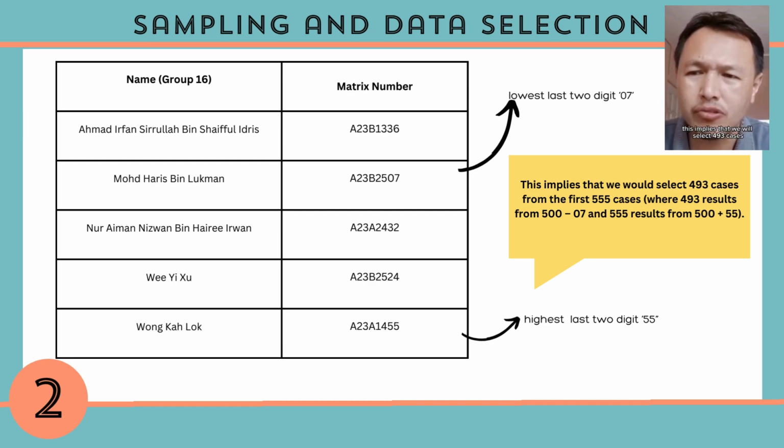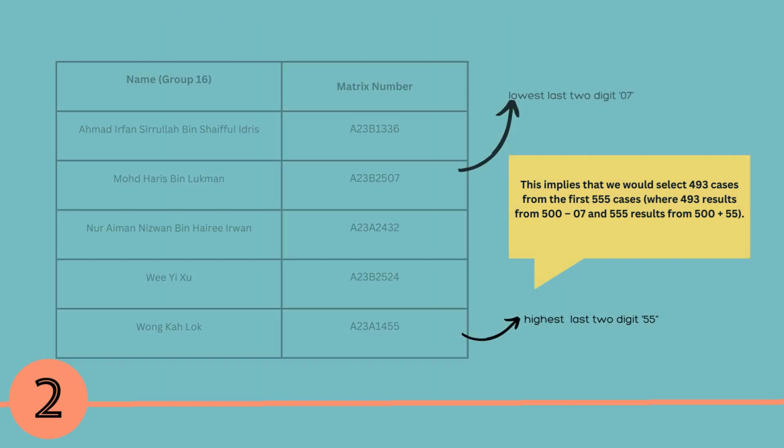This implies that we would select 493 cases from the first 555 cases, where the figure of 493 resulted from 500 minus 07, which is the lowest one, and 555 resulted from 500 plus 55, which is the largest number. Therefore, the sample selection of our study is 493 cases from the first 555 out of the 1,338 data population.